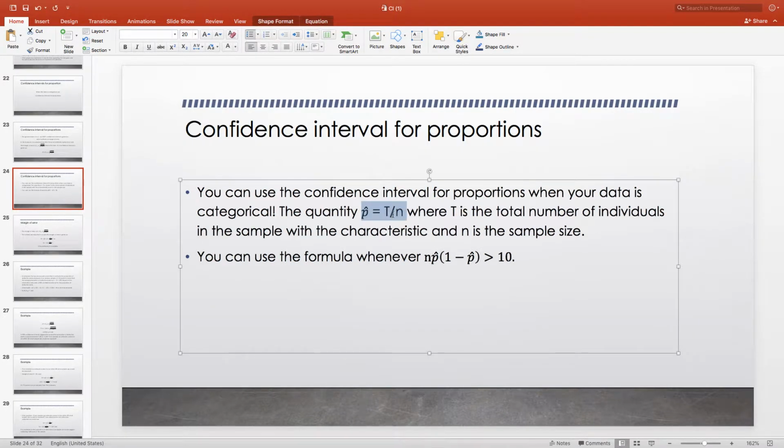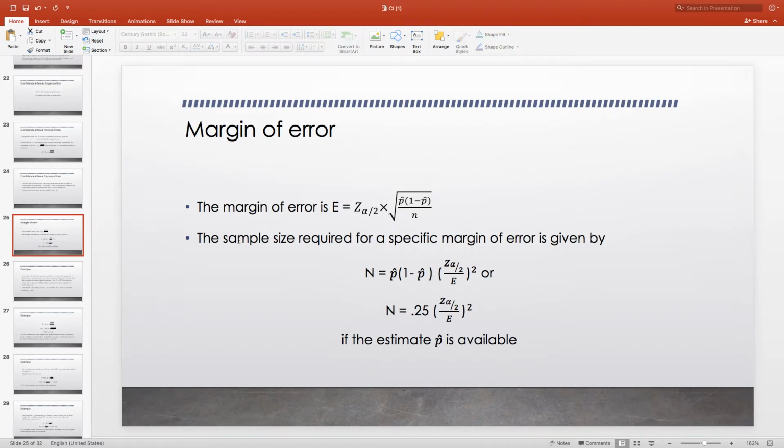So just to reiterate, our sample proportion, or p hat, is t divided by n, where t is the number of observations with the characteristic out of the sample of size n. And you can use this confidence interval whenever n times p hat times 1 minus p hat is bigger than 10. You can still use it when it's less, but it's not the recommendation, and there would be drawbacks. As we've seen before, our margin of error is this quantity.